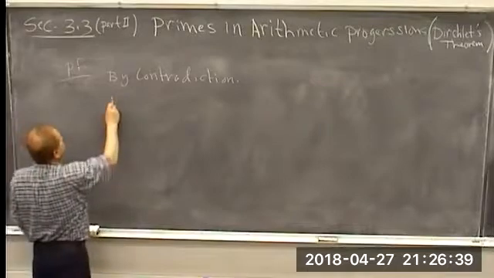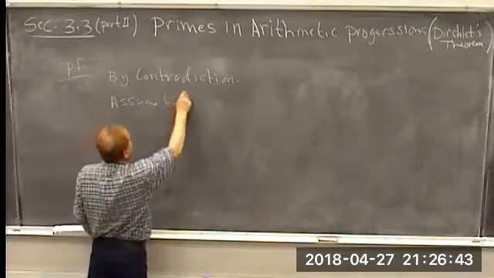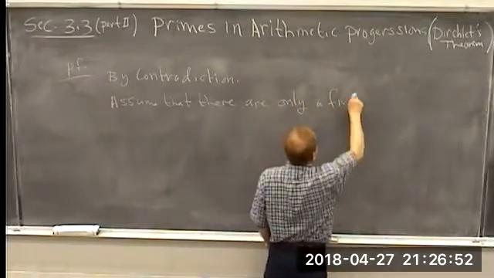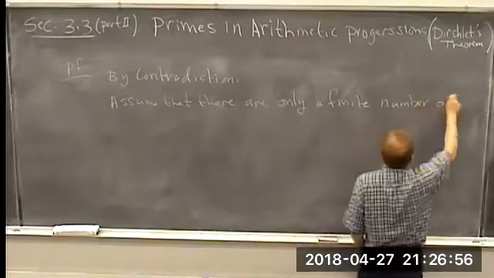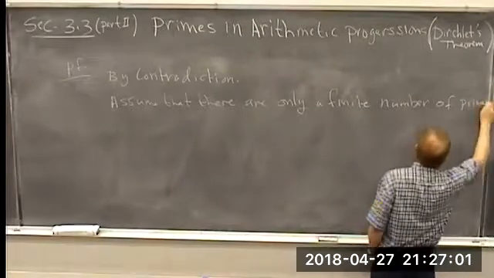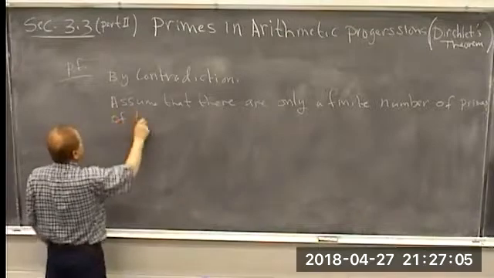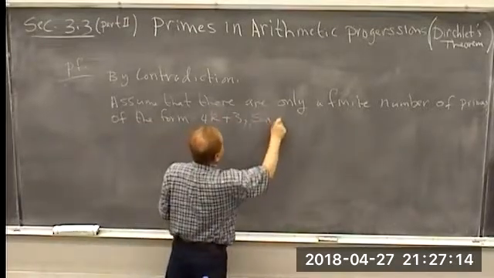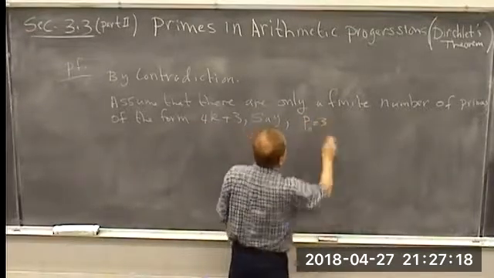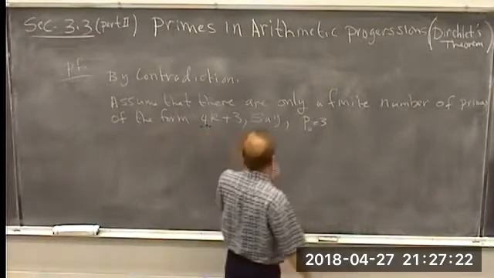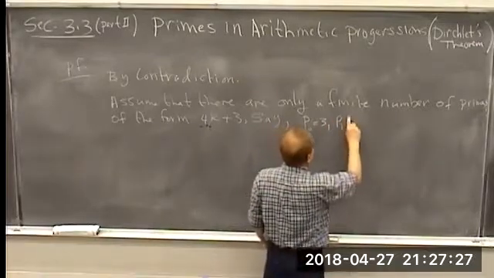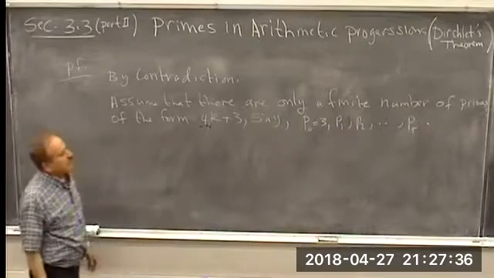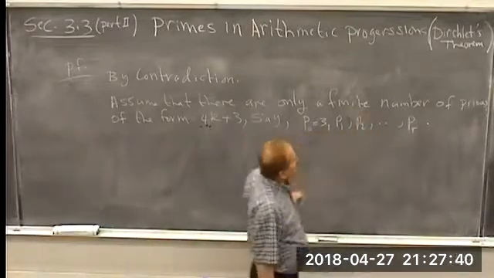So we're going to assume that there are only a finite number of primes of the form 4k plus 3. Let's say these numbers are starting with p sub 0, it's 3. This corresponds to k equal to 0 in here. Then actually the next one is going to be 7, but I don't want to name these anymore. So I'm going to call them p1, p2, up to p sub r. So we only have r plus 1 primes, a finite number, of this form.